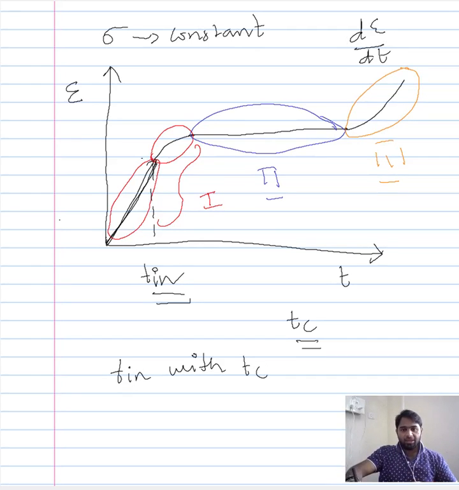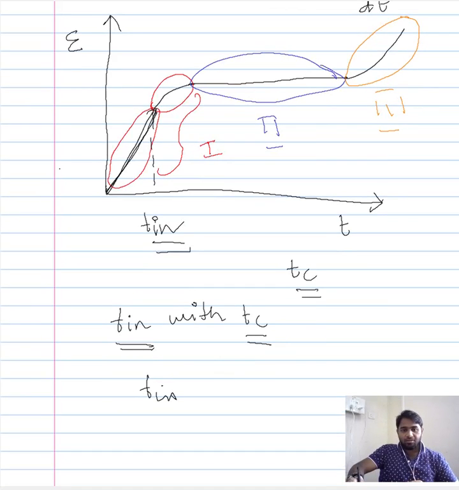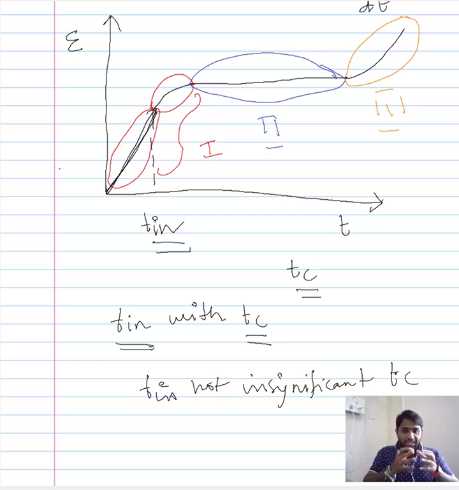When you include Tin in the representative creep curve, when the change in the material or the creep behavior within the time Tin is included in the creep curve, then it means that the order of Tin is something similar to that of the Tc. To put it simply, Tin is not insignificant when compared to Tc. So when your initial instantaneous strain or the time taken for the instantaneous strain is not negligible when you compare it to the overall time taken for the creep.